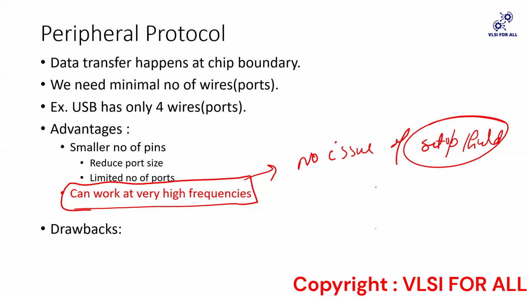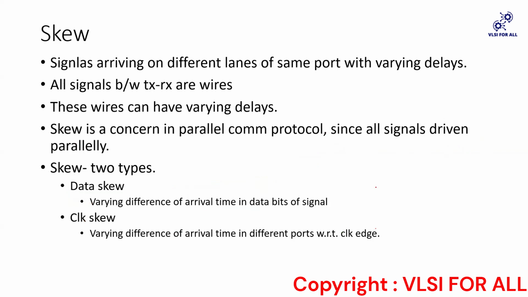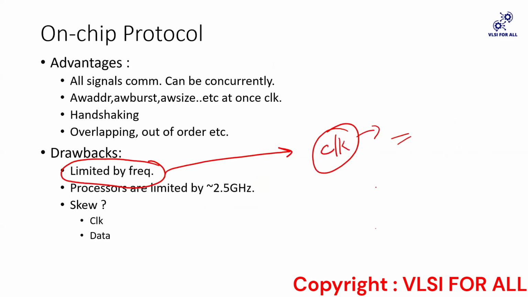You want to add something here? Another thing, if we are talking about parallel versus on-chip, the drawbacks of it should be resolved. For example, the main drawbacks are limited by frequency and another drawback is skew. So those drawbacks will be resolved or will not be there in peripheral protocol. But you have to tell me how you think. Or let me ask in a different way: how can we overcome these two issues?